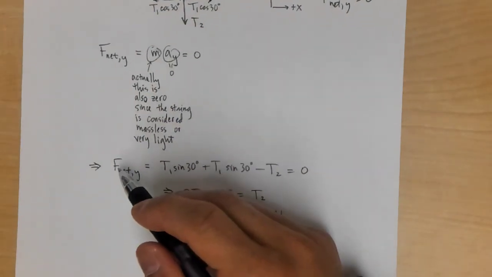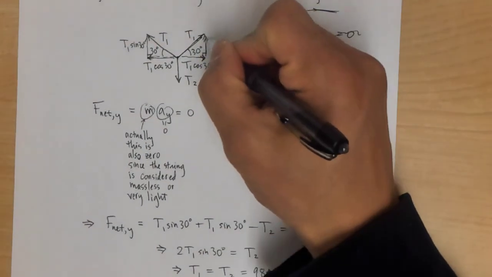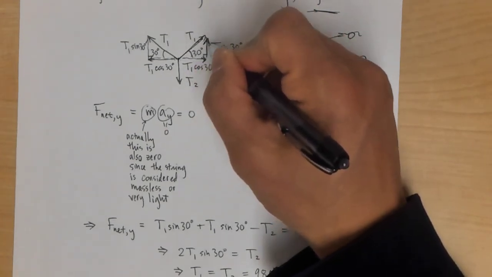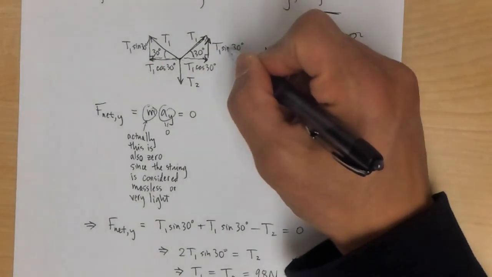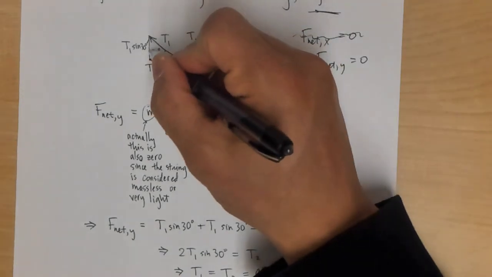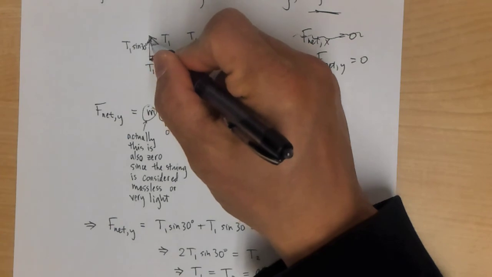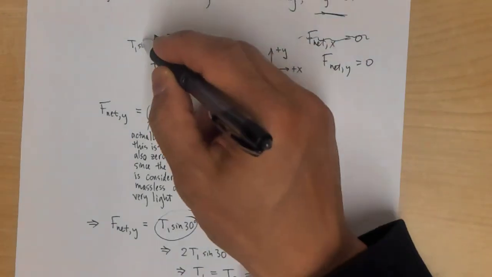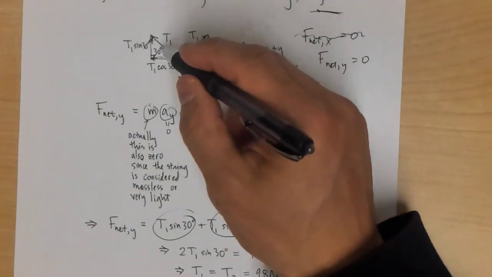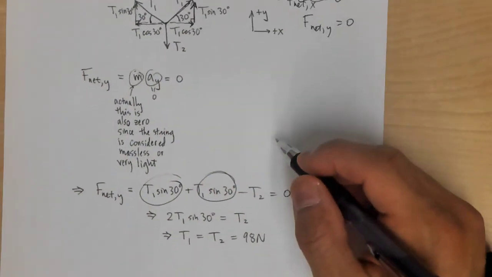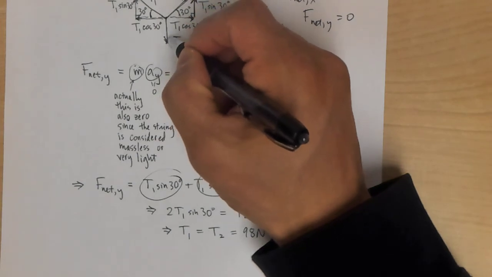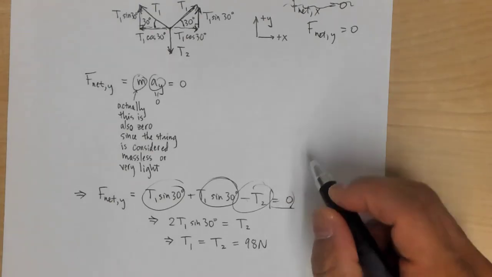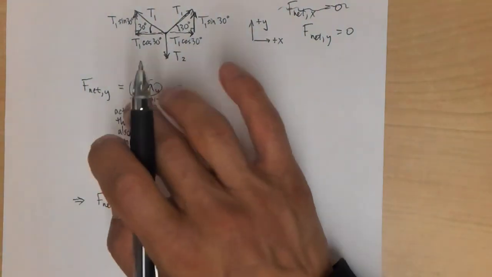Now let's look at the net force in the y direction. We have this component here going up. It's T1 times the side opposite to 30 degrees, so it's sine of 30 degrees. We have another 30 degrees over here, so we have another T1 sine of 30 degrees. So we have T1 sine of 30 degrees from this one and T1 sine of 30 degrees from that one. Then we have minus T2 going down. This is equal to 0 because there's no acceleration, or if you want, there's no mass either.